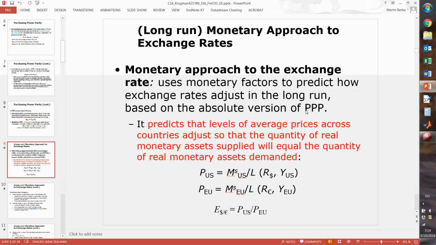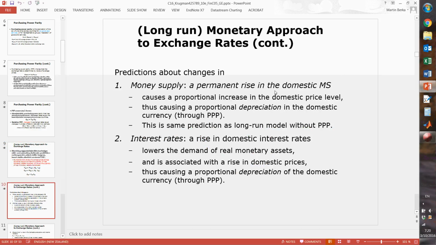Right, so a permanent increase in the domestic money supply causes a proportional increase in the domestic price level. That's just represented by this equation here: if L is fixed, an increase in M results in an increase in P of the same proportion, and consequently we have an increase in E of the same proportion. So that's a depreciation of the domestic currency through the PPP.